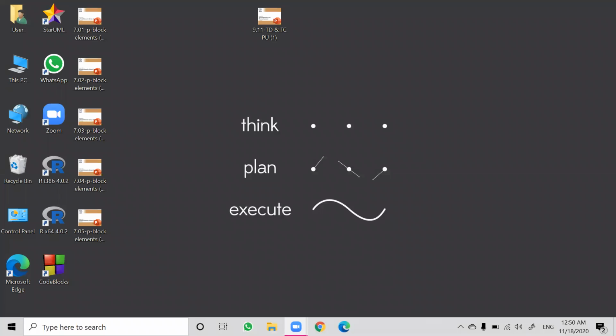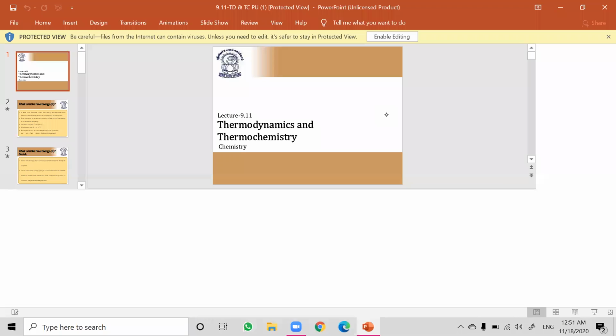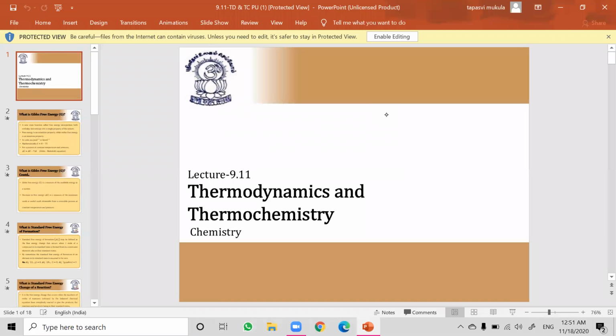Today we are discussing a new topic in thermodynamics. In the previous lecture we covered spontaneity and entropy. Now we are going to discuss a new topic, that is Gibbs energy, Gibbs free energy. This is the last concept in this chapter, but we need to do more numericals. So today we are going to discuss a new topic in this lecture. Let us see now.